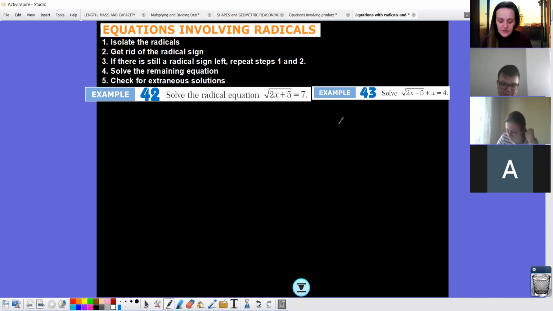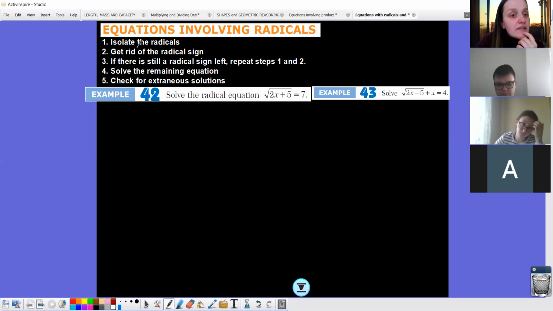Radicals are the expressions with square roots, or cube roots, or fourth roots. In general, we call them radicals, okay? So there will be some steps for how we can solve equations involving radicals.